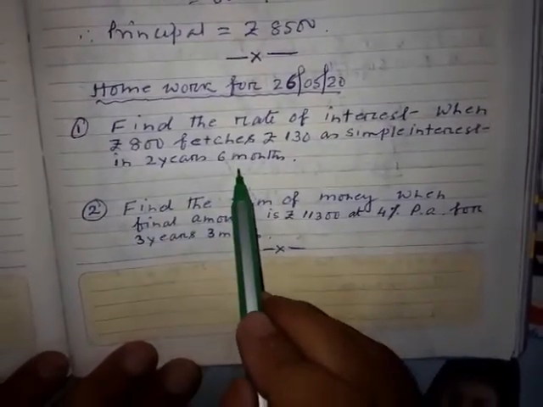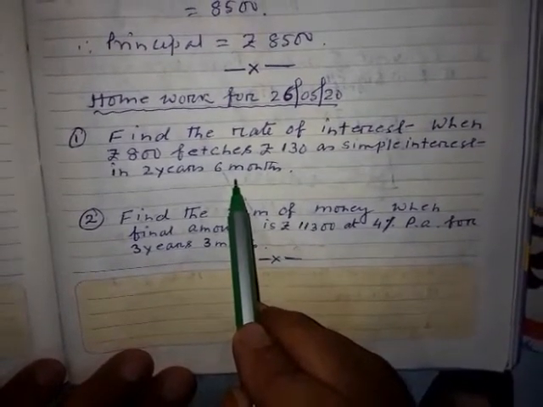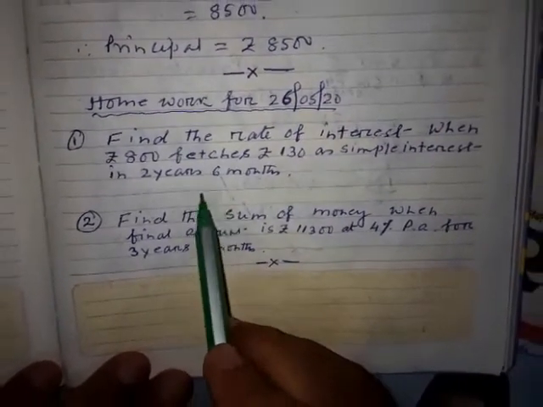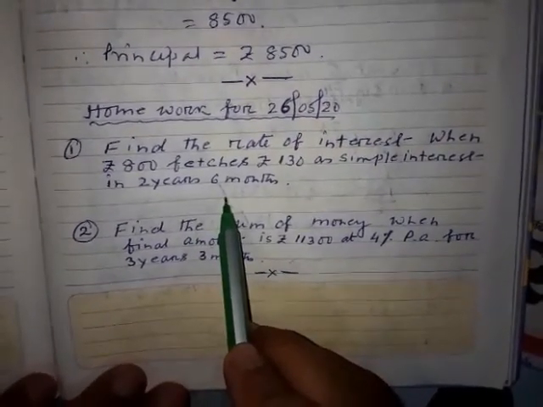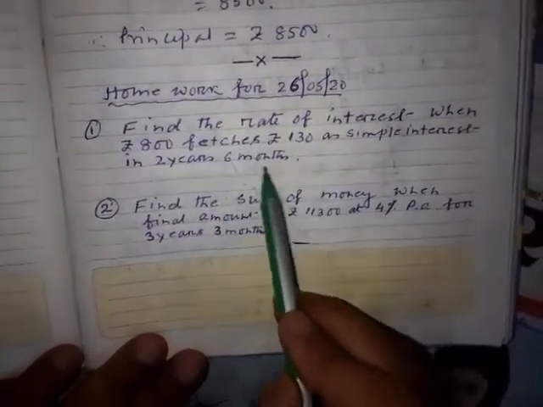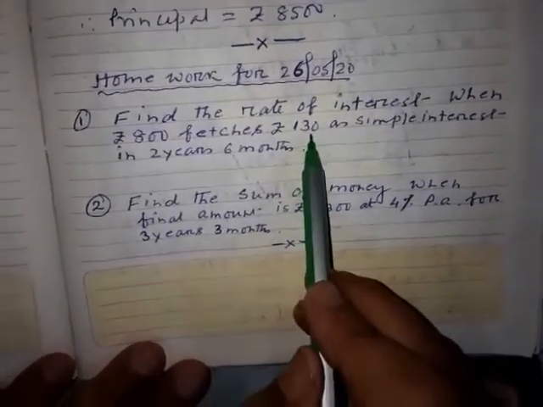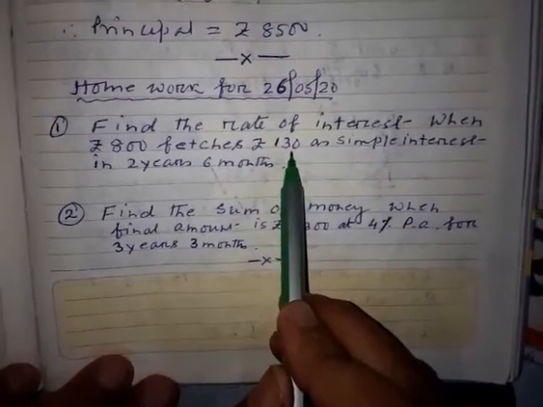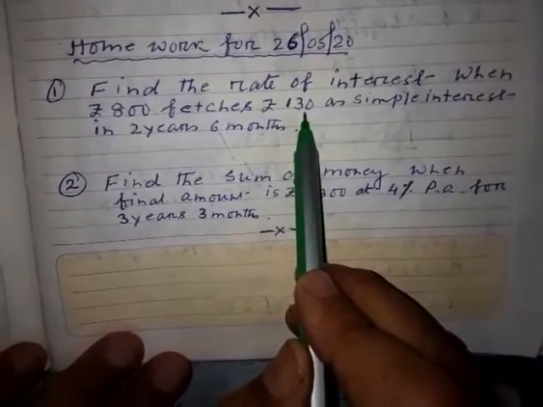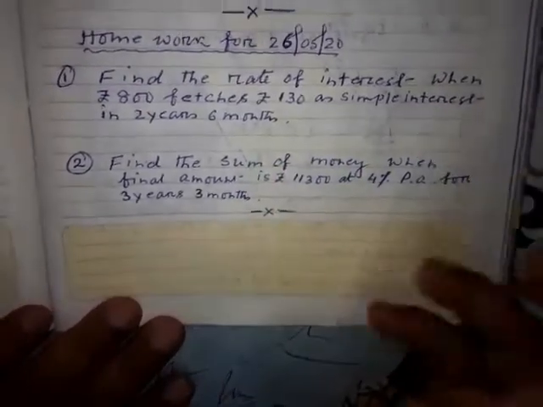What is the time? 2 years 6 months. Easily you can convert it into years. 2 years 6 months means 2 years plus 6 by 12, which is 1 by 2, so 2 plus 1 by 2 equals 5 by 2 years. So you know the principal, the time and the interest. Will you be able to find out the rate or not? Yes or no? R equals SI into 100 by P into T. Okay, you know it, please calculate it.